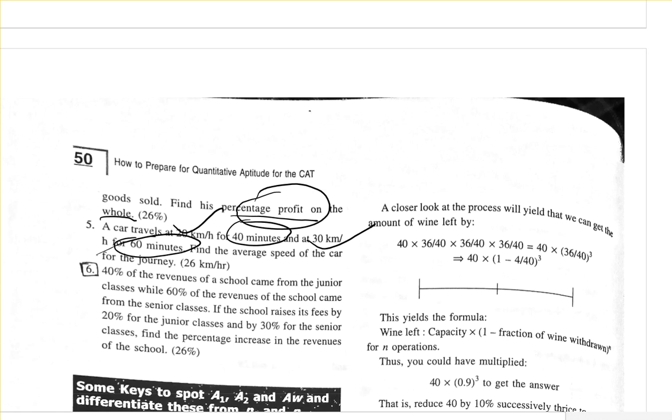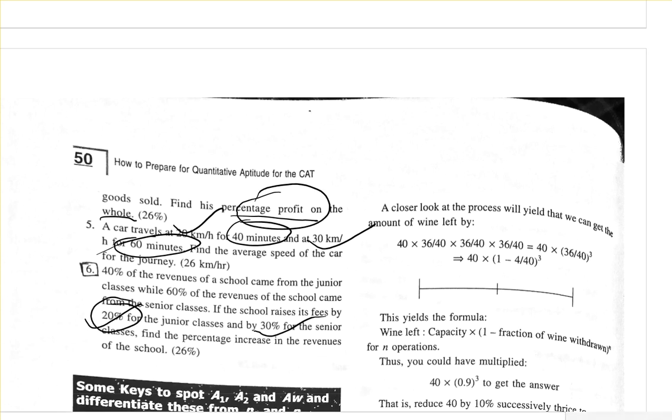40% of the revenues of a school came from the junior class, 60% from the senior classes. If the school raises its fees by 20% for the junior class and 30% for the senior classes, find the percentage increase in revenues. So the average of the revenue increment is to be found out.